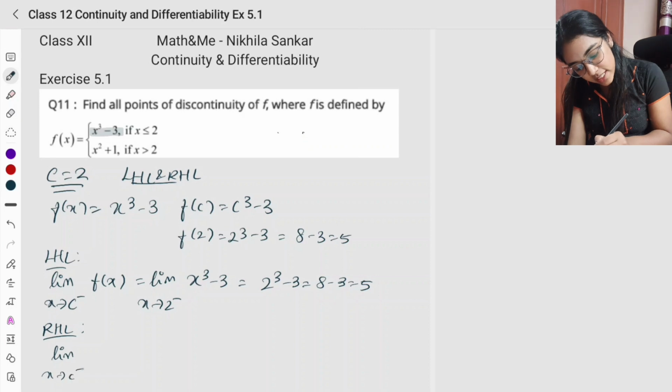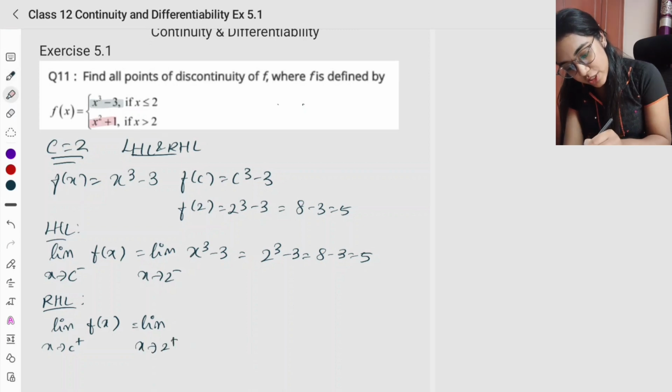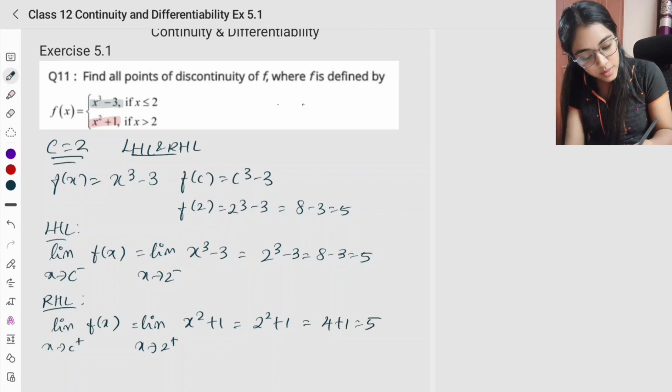Limit x tends to c plus of f of x, which is going to be limit x tends to 2 plus. 2 plus ke enna condition irukku? In the இடத்துல x greater than 2 na, it is going to be x square plus 1. So x square plus 1, which is going to be 2 square plus 1, which is going to be 2 square and 4. So 4 plus 1, which is 5.